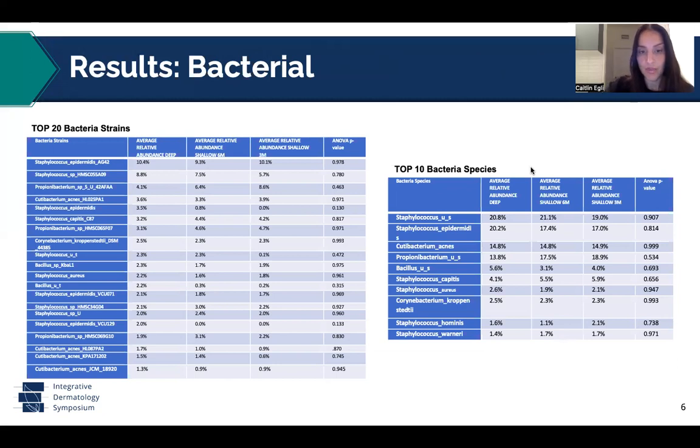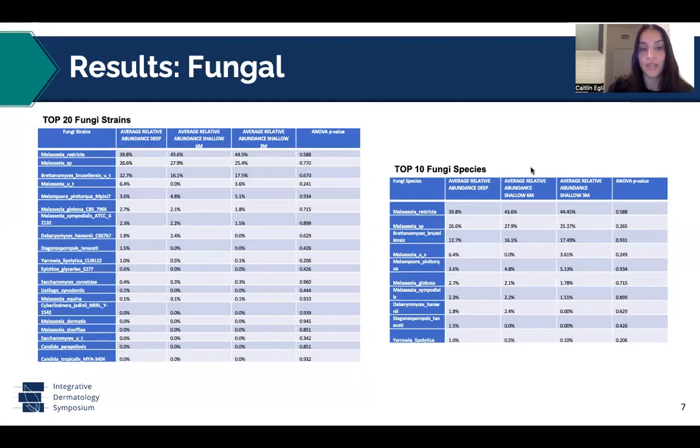As you can see, there were no statistical differences in the different sequencing depths of any of the strains considered. The chart on the right lists the top 10 species found in the study microbiome. There were no statistically significant differences found at the species level. The study also included the top species and strains of fungi and found the same results. There were no differences in the results between the 3 levels of sequencing.